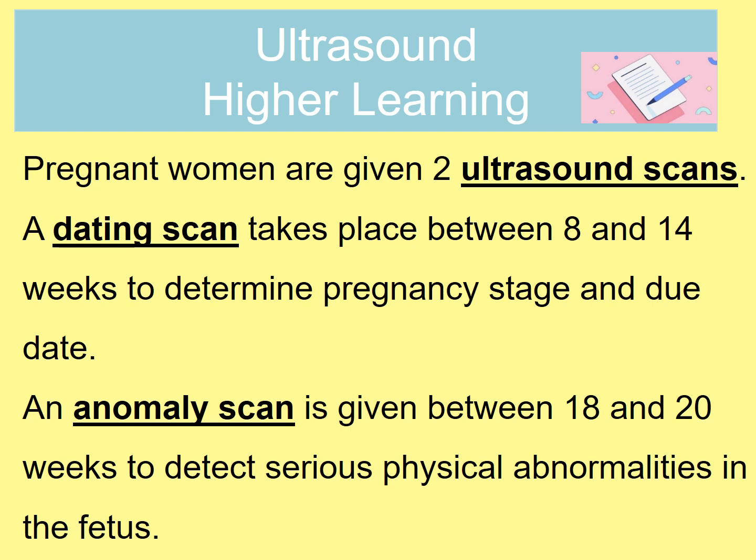So pregnant women are given 2 ultrasound scans. A dating scan takes place between 8 and 14 weeks to determine pregnancy stage and due date. An anomaly scan is given between 18 and 20 weeks to detect serious physical abnormalities in the fetus.